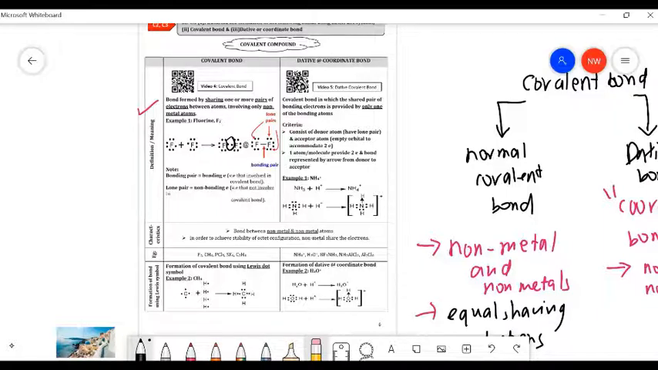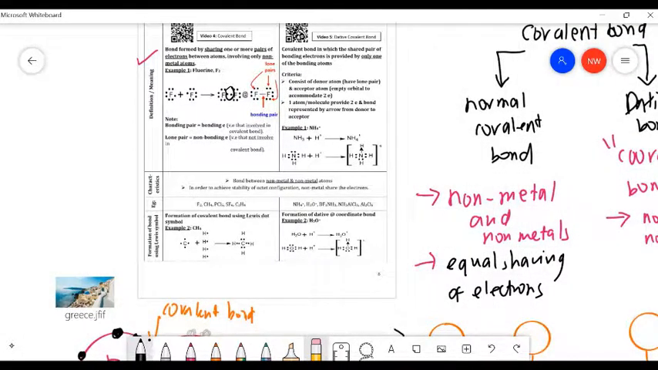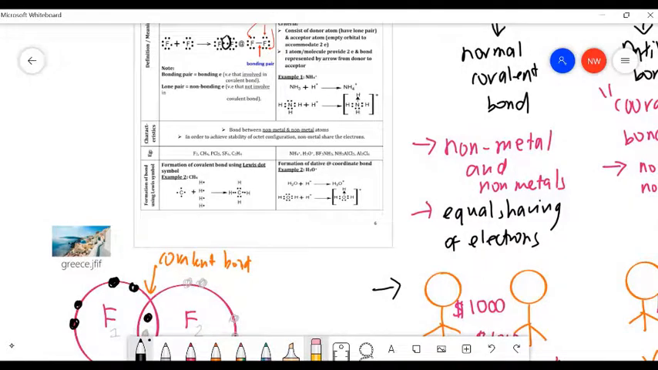So, what is the characteristic of covalent bond? It happens between non-metal and non-metal atoms. In order to achieve stability of octet configuration, non-metal share the electron. Another example dia beri pada di sini adalah fluorine molecule, CH4 molecule, PCl5 molecule, SF6 molecule, C2H4 molecules. So now dia minta pada you formation of bond using Lewis symbol untuk CH4.